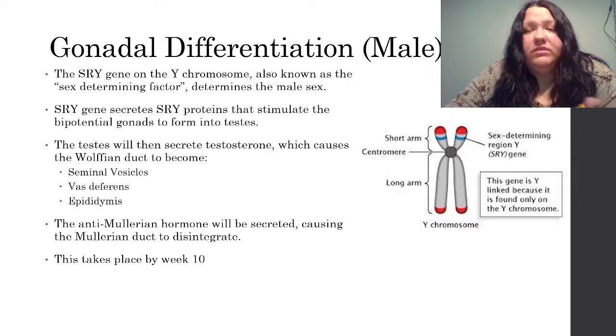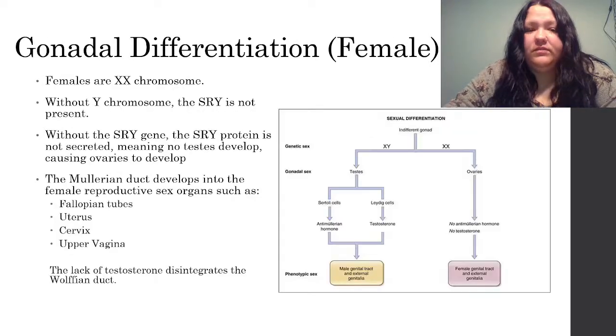The testes will then secrete testosterone, which causes the Wolffian duct to become seminal vesicles, vas deferens, and epididymis. Anti-Mullerian hormone will also be secreted, causing the Mullerian duct, which is the female equivalent to the Wolffian duct, to disintegrate, because at this point the gender is male. This takes place between weeks 8 and 10.